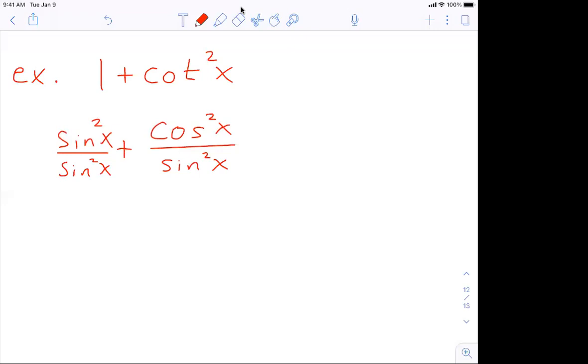So now we have sine squared x plus cosine squared x, which in my next step, I'm going to, of course, write as 1 because I remember the greatest granddaddy trig of them all.